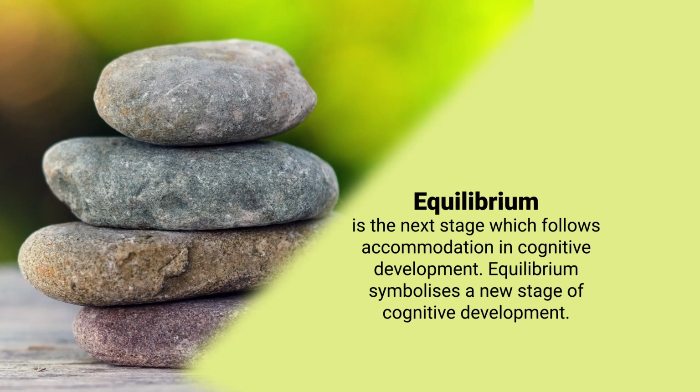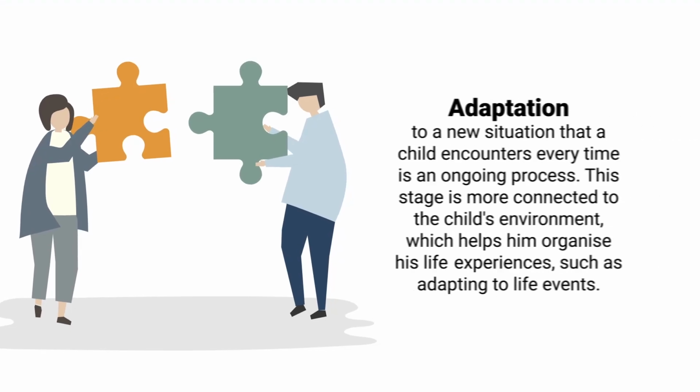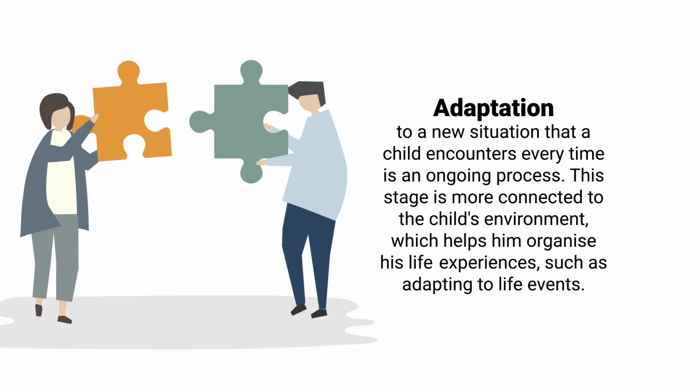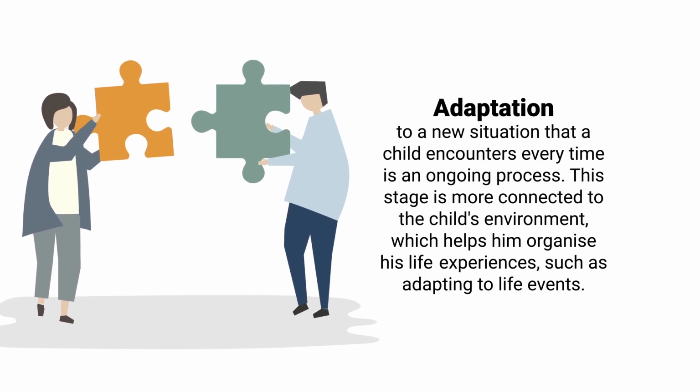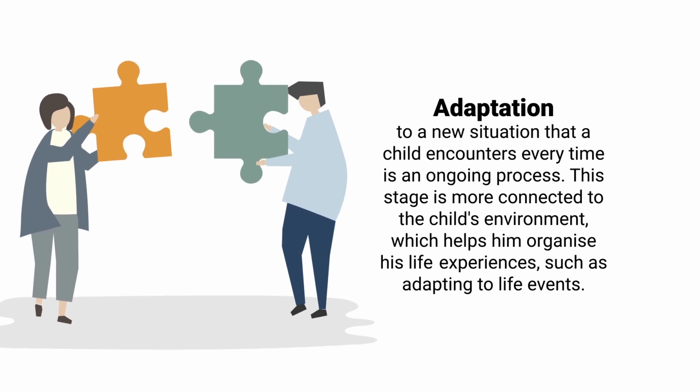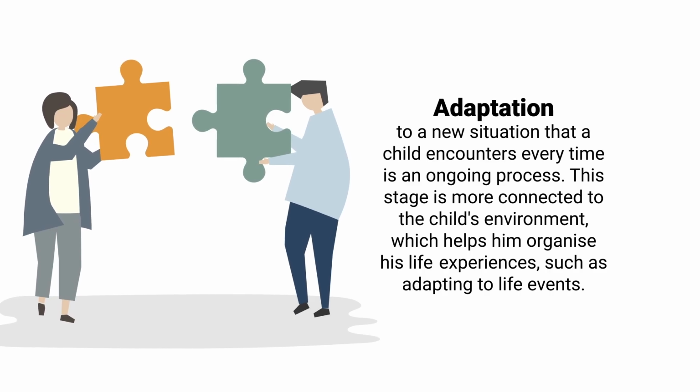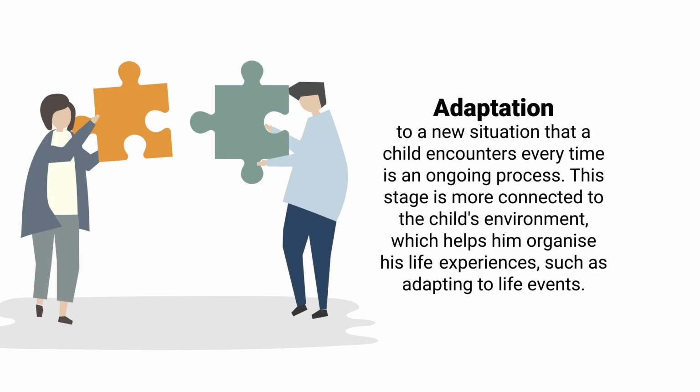The equilibrium is the next stage which follows accommodation in cognitive development. Equilibrium symbolizes a new stage of cognitive development. It is when the child can use assimilation to fit in most of the new information he has learned. So he is continuously adding new schemas to maintain continuous change. It is somewhat a balance between the old and the new. After equilibrium is achieved, adaptation to a new situation that a child encounters every time is an ongoing process. This stage is more connected to the child's environment, which helps him organize his life experiences, such as adapting to life events. So, knowledge is an internal representation of the world that helps individuals understand the world they inhabit.